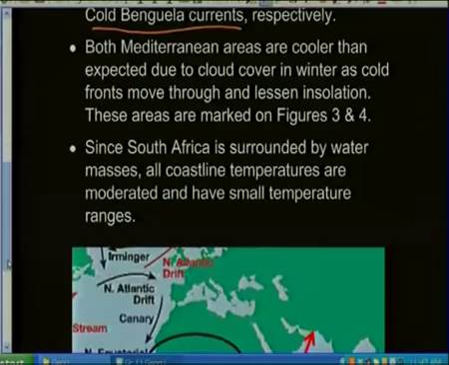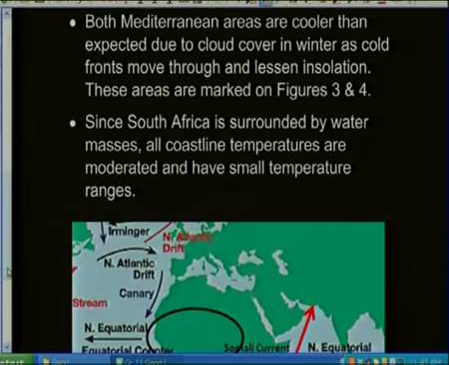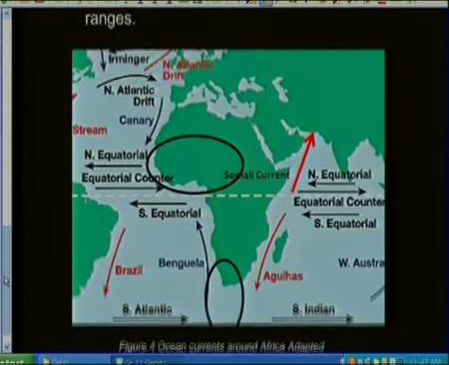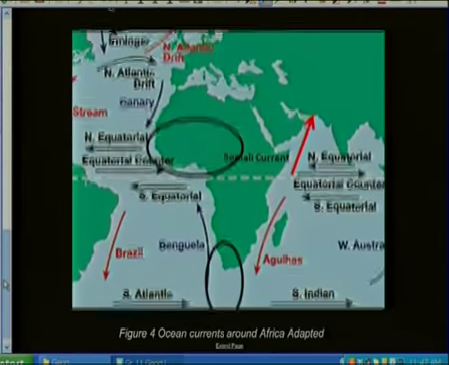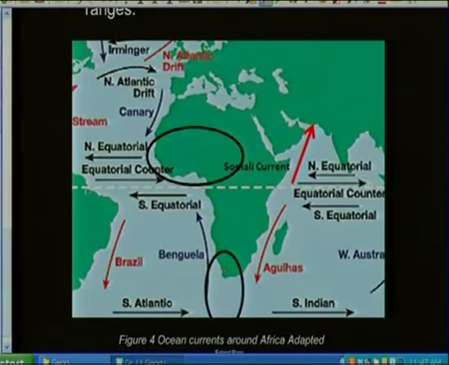All right, the Mediterranean areas are always cooler than expected due to the cloud cover that happens there in winter when it rains so much more. And as the cold fronts associated with temperate cyclones or mid-latitude cyclones move through and lessen the insolation that occurs in these regions of the world, we have a Mediterranean climate that you can see in 3 and 4. There it is circled again, those Mediterranean regions over here and there.